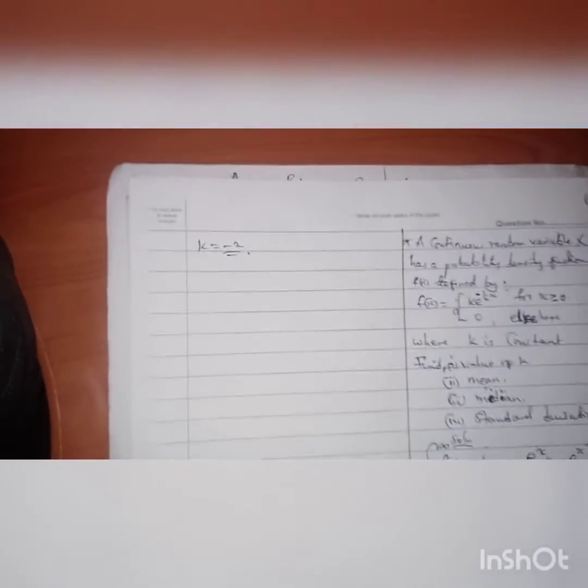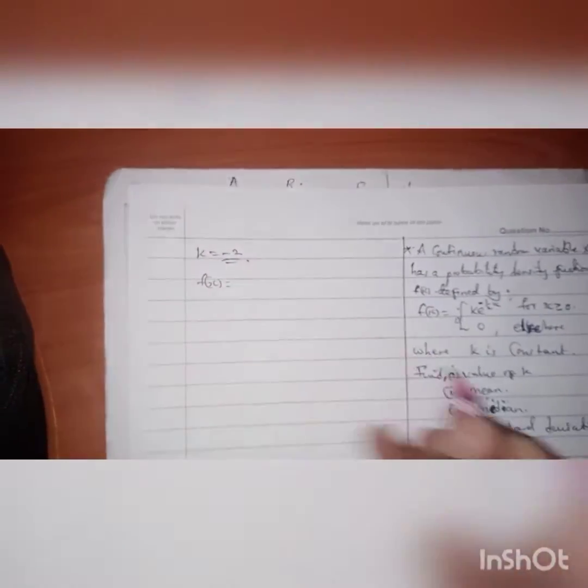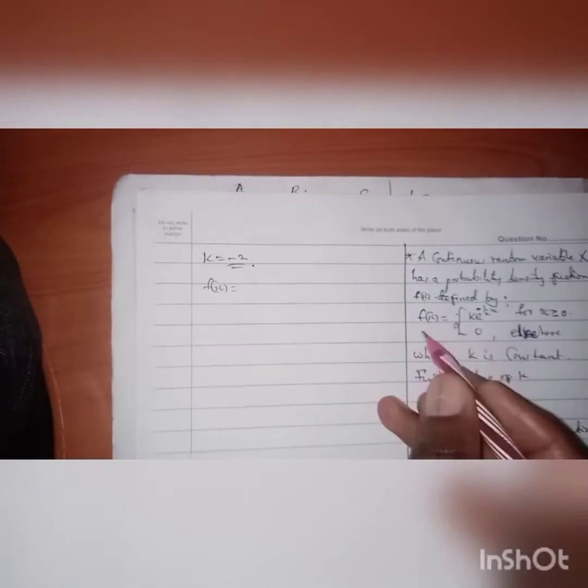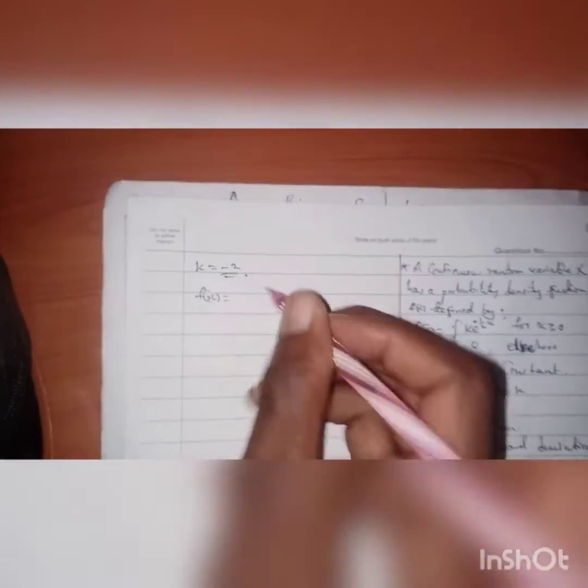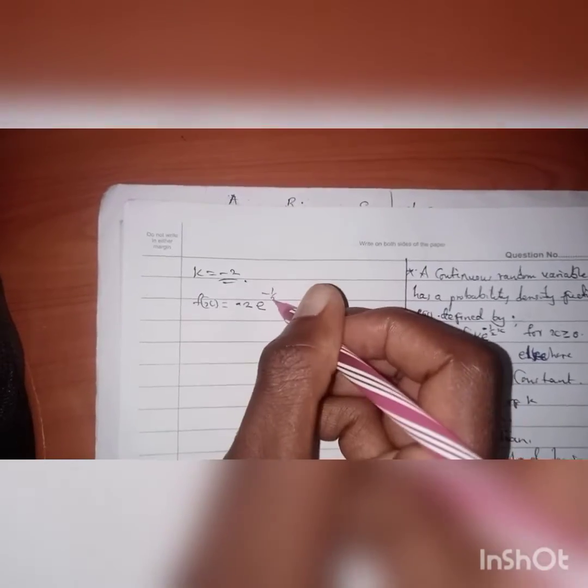So come and rewrite this function of x again. Now represent the value of k in your function, which is just -2 e raised to the power minus a half of x.